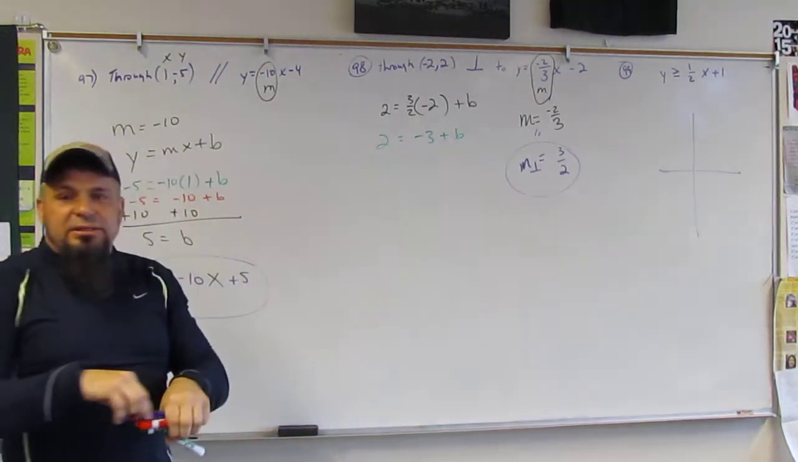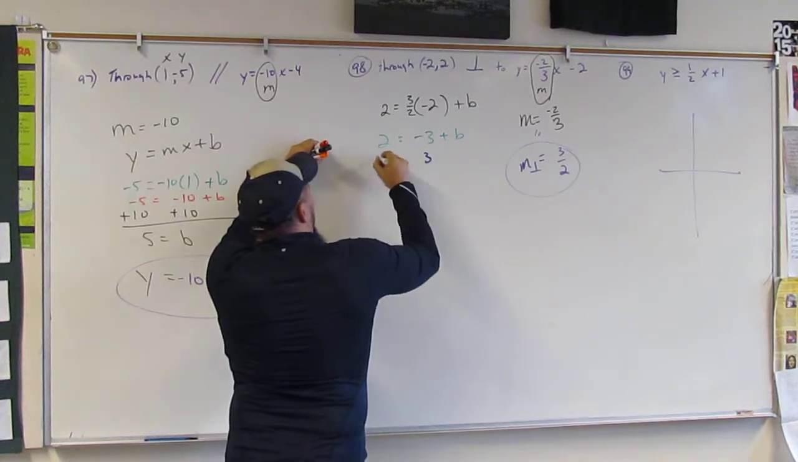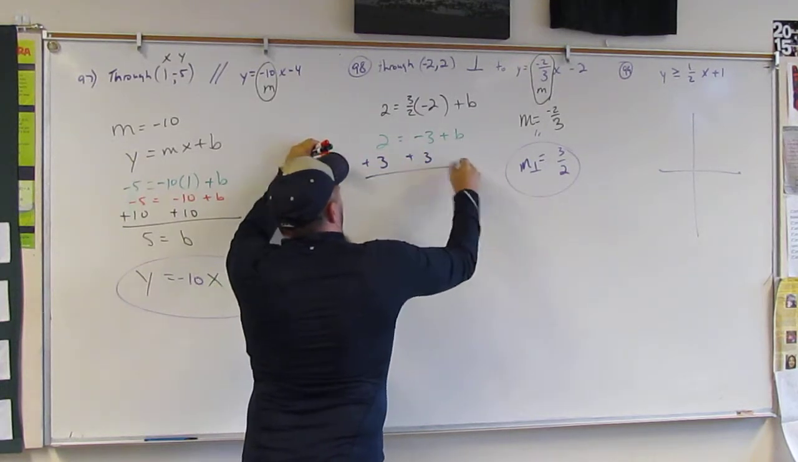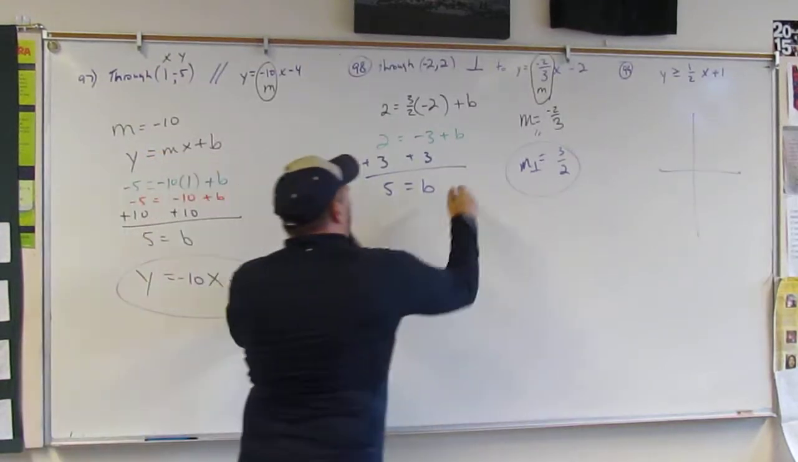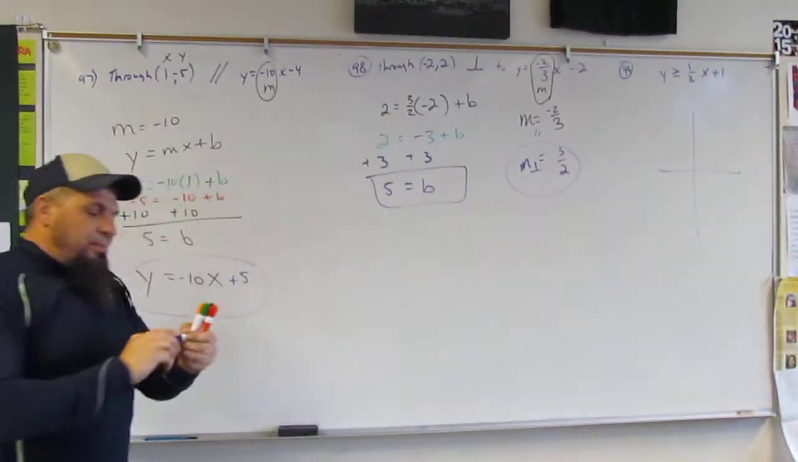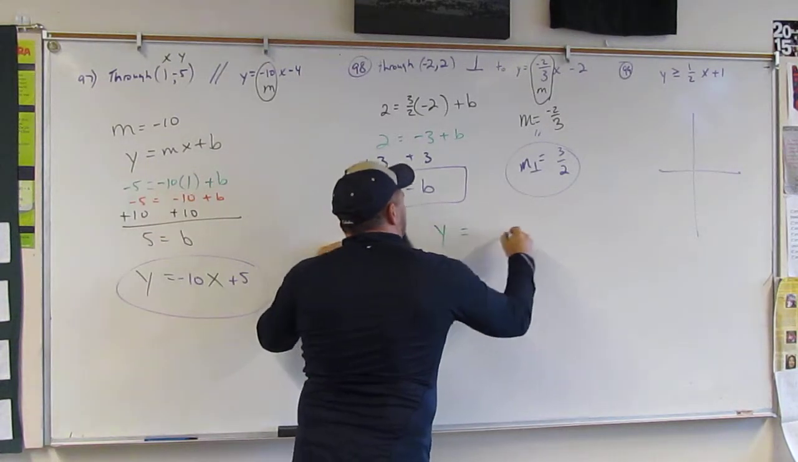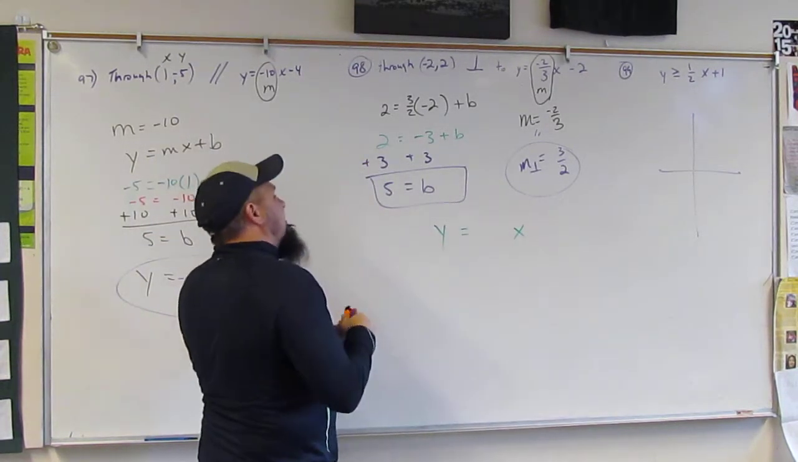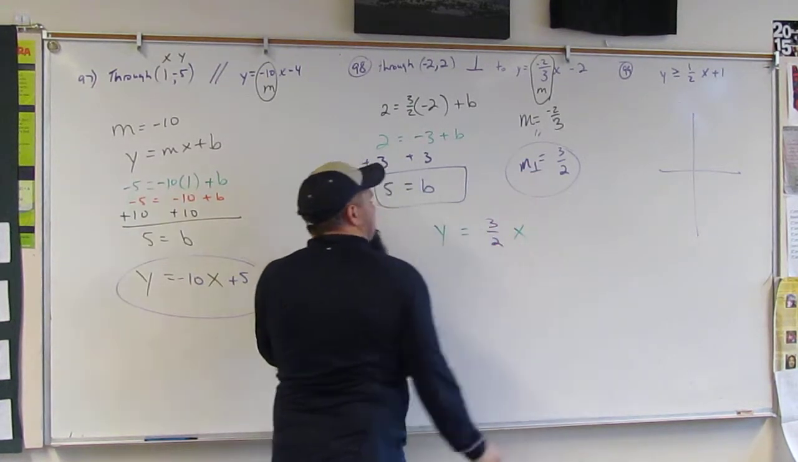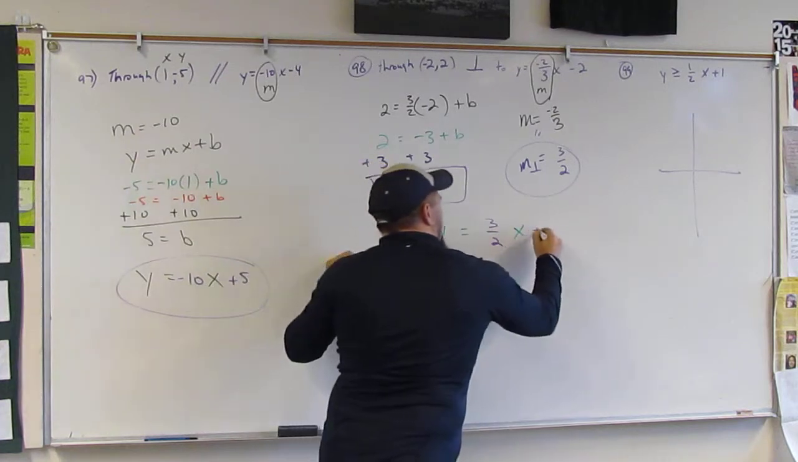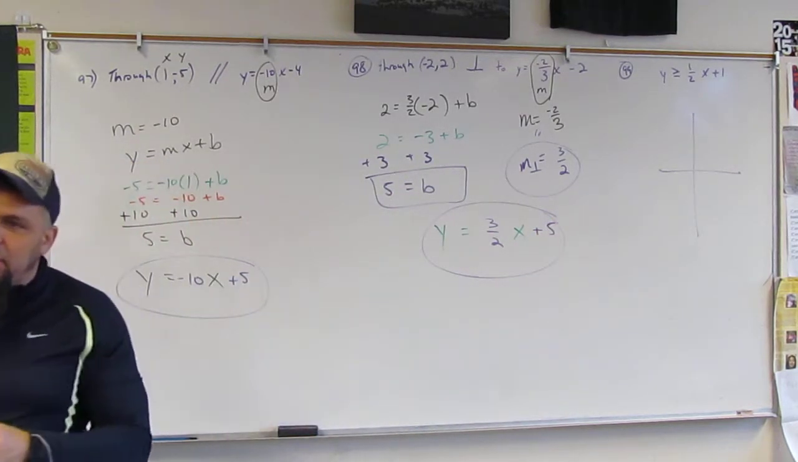Okay? And now I just solve by adding 3. And I get 5 is equal to b. So now I have my b, I have my m, okay? And so I have y is equal to x, whereas m is 3/2 and b is 5. And that's it.